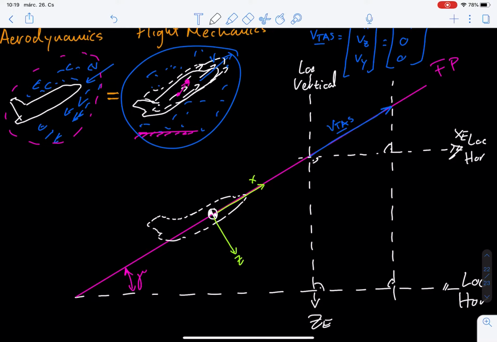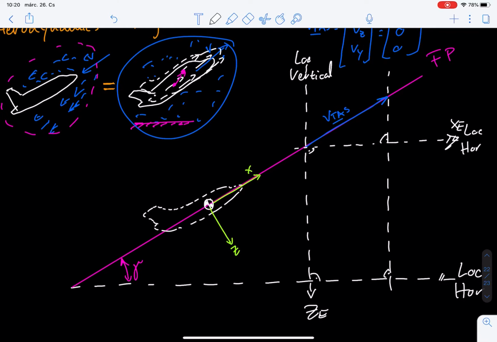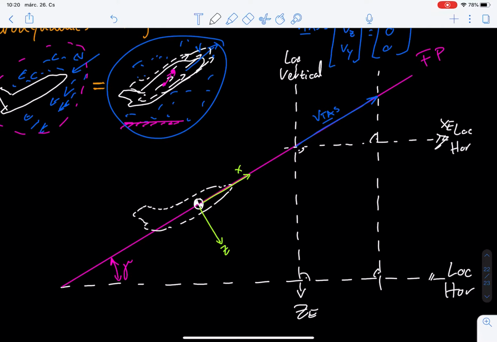So this could be the XE axis of the Earth coordinate system, the longitudinal coordinate axis of the Earth coordinate system. And what if I wanted to find out the projections of the true airspeed into the vertical and into the horizontal axis? So I'm going to break it into two components.